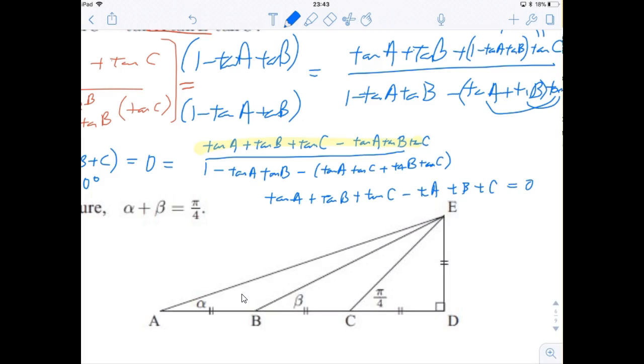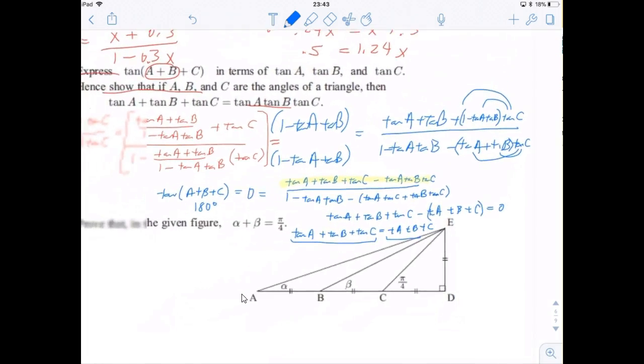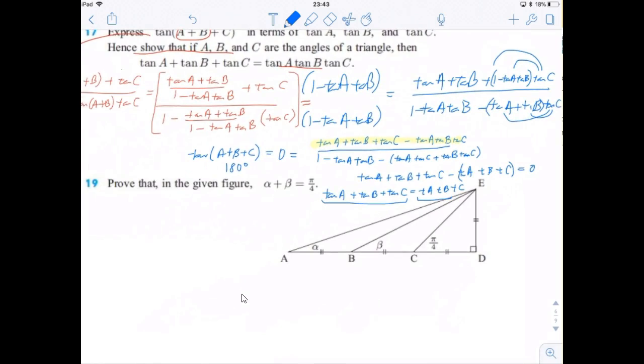And if that's true, then what I could do is add tangent A, tangent B, tangent C over to the right side, and then I would just end up with exactly what they wanted, which was tangent of A plus tangent of B plus tangent of C equals tangent of A times tangent of B times tangent of C. So we have the 3 tangents added together and the 3 tangents multiplied together. Okay? All right. And that's it for 17.